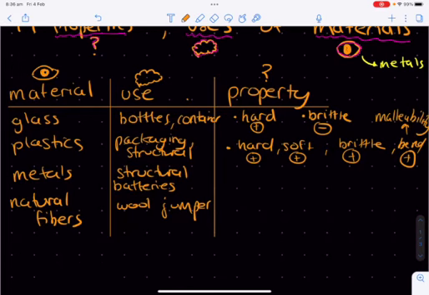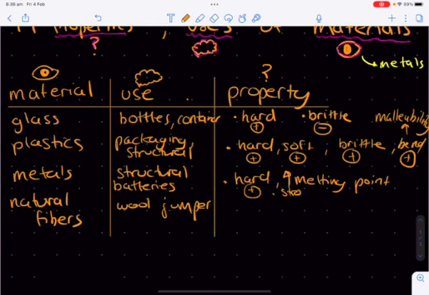Now, metals have many properties as well. They're very hard and have a very high melting point, which means they can get very hot, so they're very strong. Metals are also quite malleable. They can bend a bit, so they're less likely to break than glass. This is why we wouldn't use glass for a building structure, because obviously it would break.